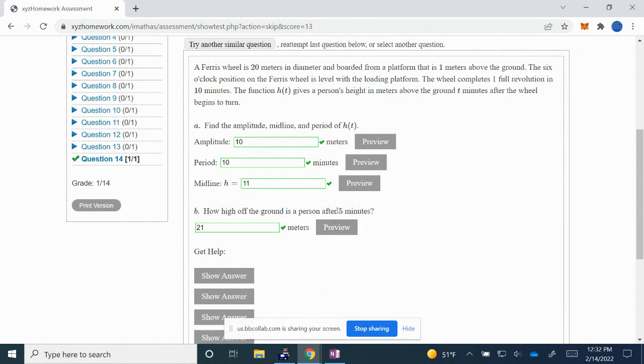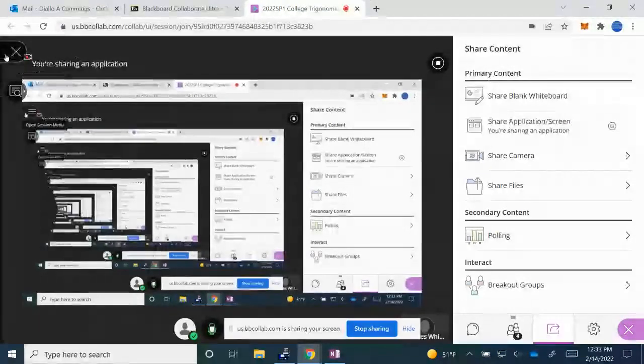I've noticed something about this problem. They're always going to give you half the time it takes to make one complete revolution. They might give you something like 2 minutes, but to figure out 2 minutes, you need a little bit more information. We can figure out 5 minutes because that's exactly half, and we would be at the very top of the Ferris wheel. All right, so hopefully that helps.